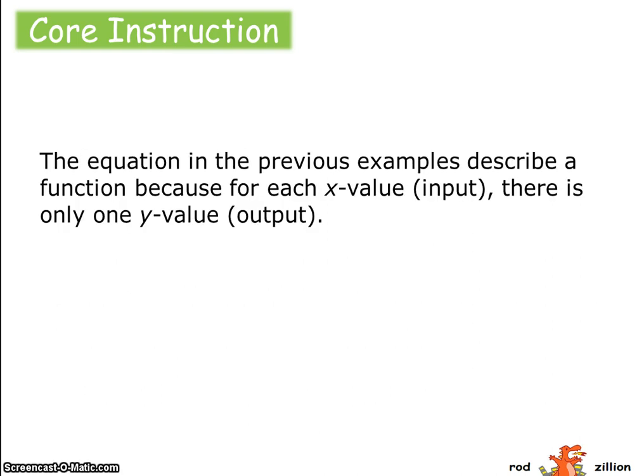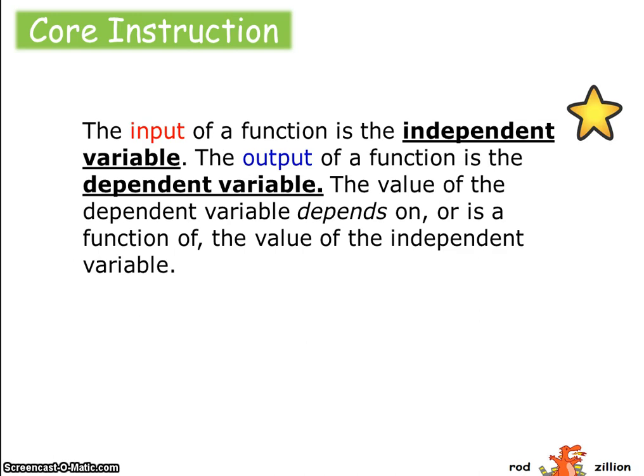Now the equation in the previous examples describes a function because for each x value, or input, there was exactly one y value. The input of a function is the independent variable. The output of a function is the dependent variable. The value of the dependent variable depends on, or is a function of, the value of the independent variable. We're going to focus on using this function language and function notation throughout this lesson.